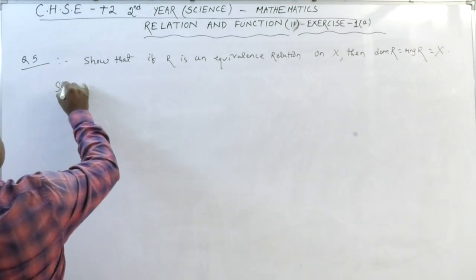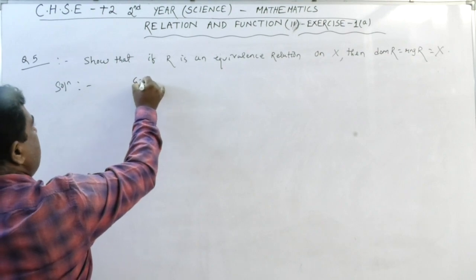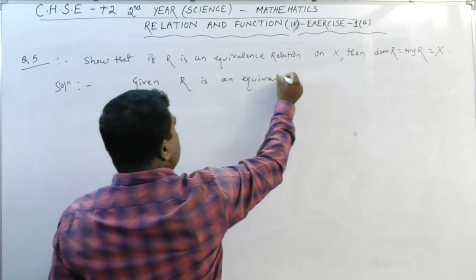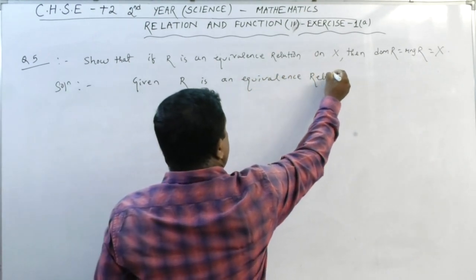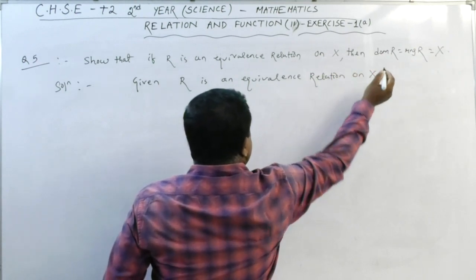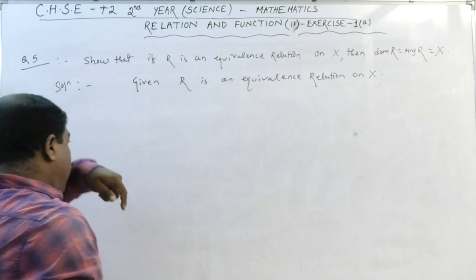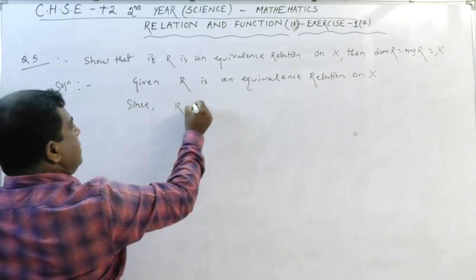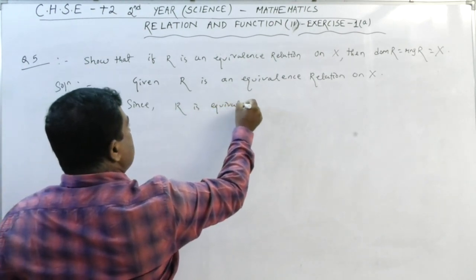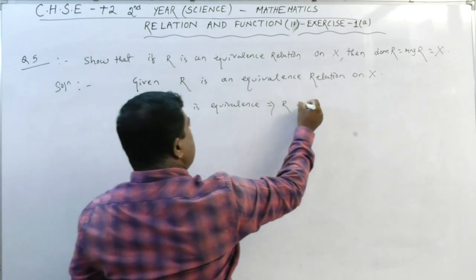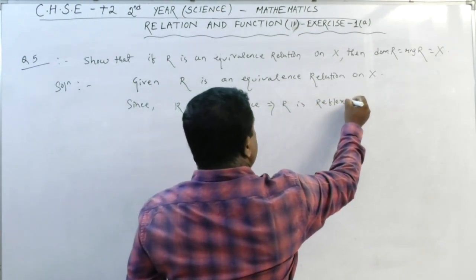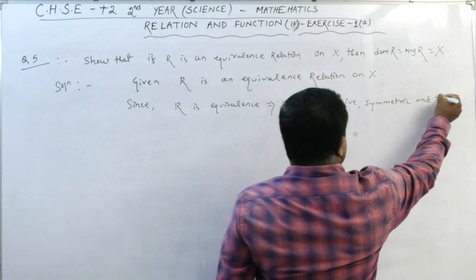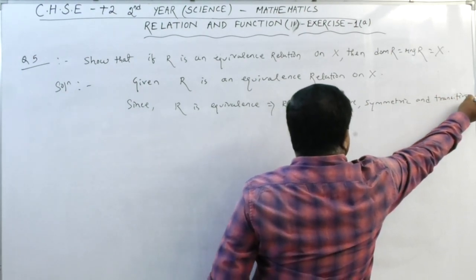So I am writing the solution. What is given? Given R is an equivalence relation on X. Now, what is the meaning of equivalence? Since R is an equivalence relation, that implies R is reflexive, symmetric also, and transitive also. Yes or no? Okay, so it is also transitive.